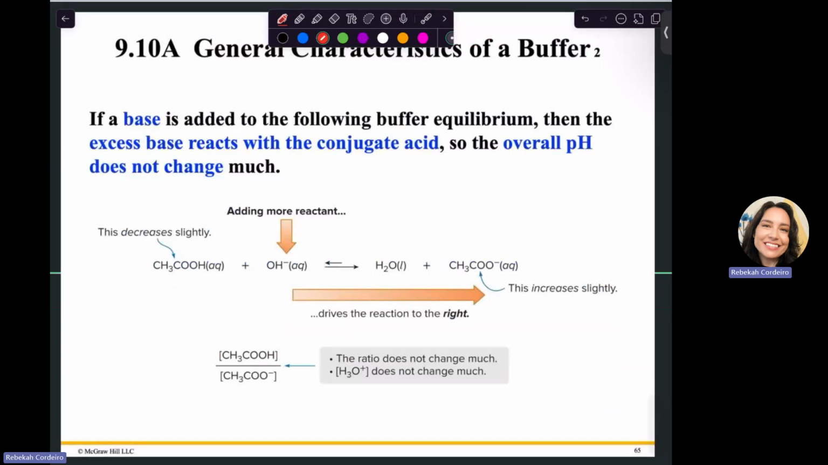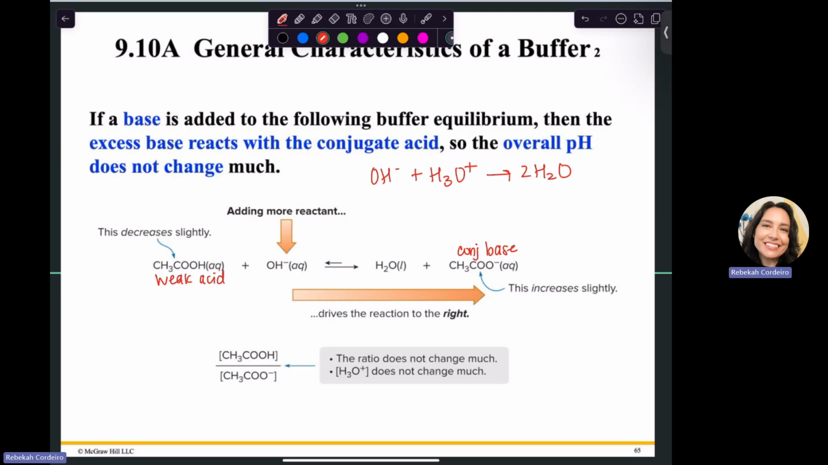So if we add a base, remember we have our weak acid here, and we have our conjugate base. So this time we're going to look at the weak acid reacting with this base. The weak acid reacts with the base. We're going to decrease the amount of weak acid a little bit and increase the amount of conjugate base a little bit, but the ratio is going to be relatively the same. Now, if we add a whole lot of OH, that OH is going to do something. So if we add OH to our situation, it's going to react with H3O plus, and it's going to make water.